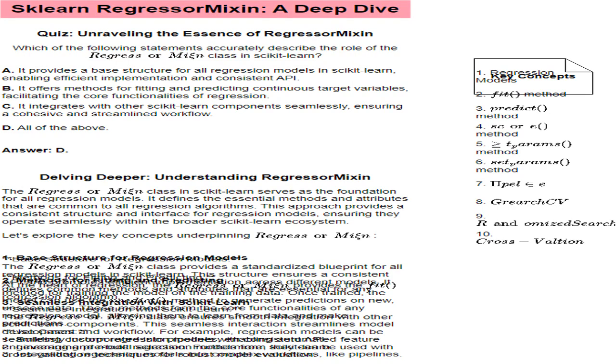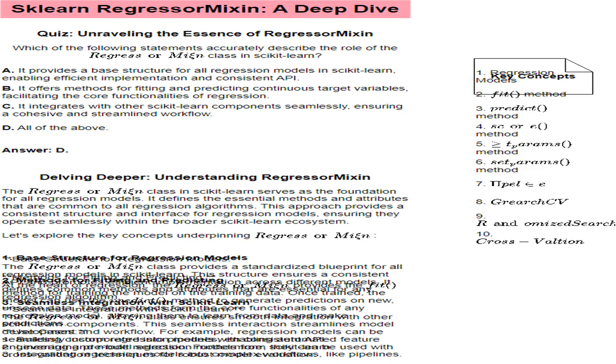D. A foundational class in scikit-learn that defines the core structure and functionality for regression models. It provides a standardized approach for creating and using regression models in scikit-learn. Statistical methods used to predict continuous target variables. These models aim to establish relationships between input features and the output variable.